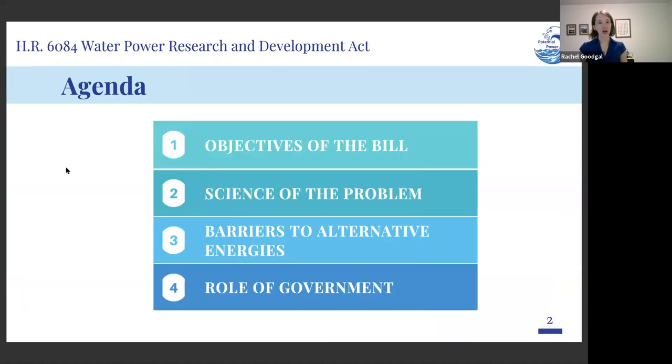Today, we'll start by talking about the bill. What is it trying to solve? We'll get into the science of the problem, discuss barriers to alternative energies, and finally touch on the government action needed.